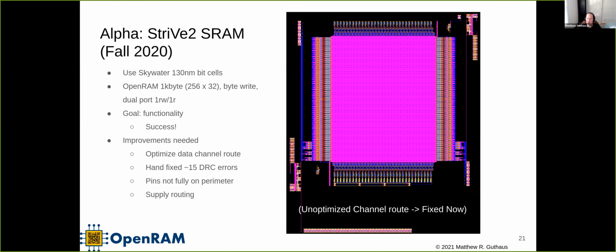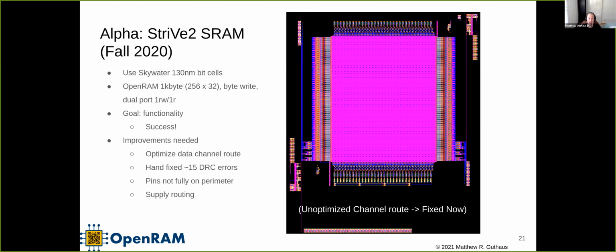The metal is turned off here because we also had the power grid over this, so you couldn't see anything with metal 3 and 4 on. And so that's turned off in this view. This was the initial thing just for prototyping. The goal was functionality, and it works. We were doing some additional testing on it just to get some kind of voltage and different corner analysis and stuff, and that's ongoing.